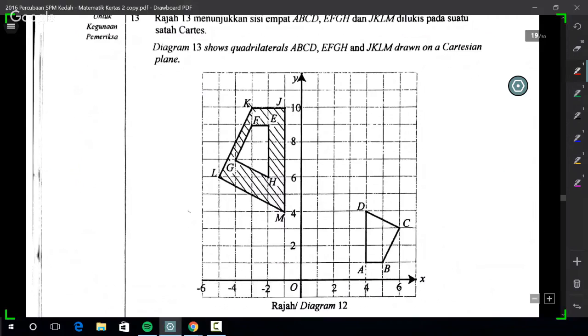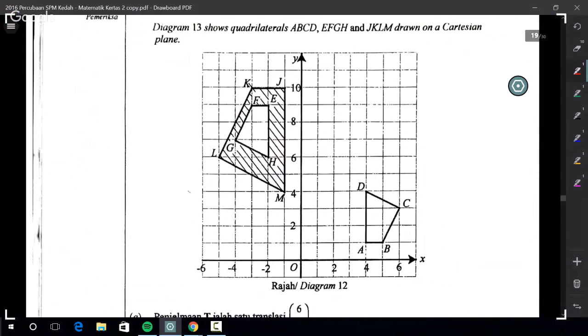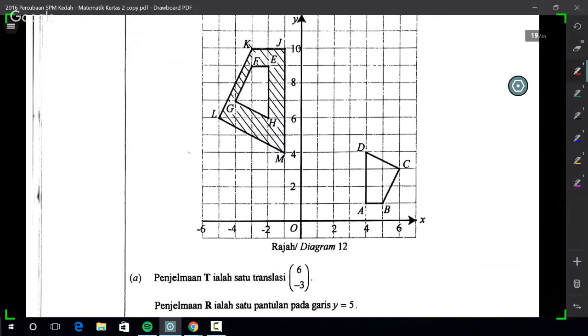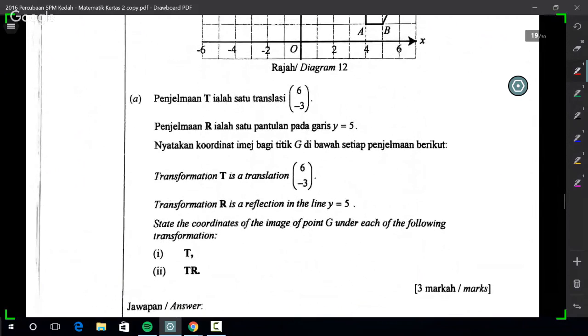Okay, so let's have a look at this transformation question. Diagram 13 shows quadrilaterals ABCD, EFGH, and JKLM. Basically, you can see all the quadrilaterals in the diagram. Transformation T is a translation (6, -3). You have to know what (6, -3) means: moving 6 units along the x-axis and moving 3 units down. This is the meaning of -3, all right?